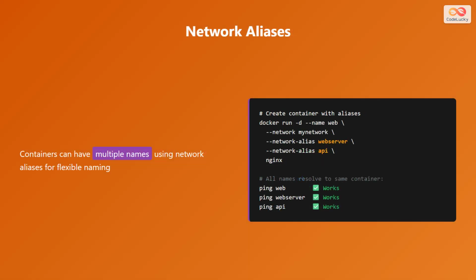Containers can have multiple names using network aliases, providing flexible naming options. To create a container with aliases, use the docker run command with the network alias option multiple times. For example, you can assign the aliases webserver and api to the web container. All these names, web, webserver, and api, will resolve to the same container, so ping webserver and ping api will all work.